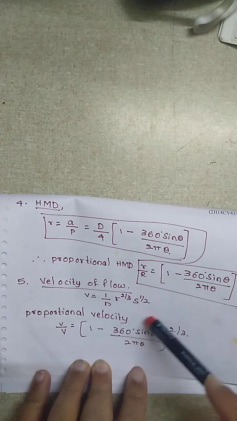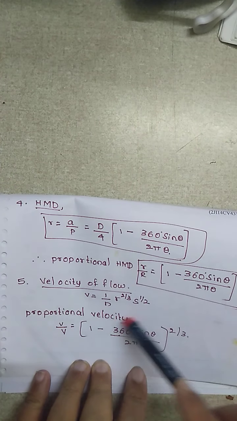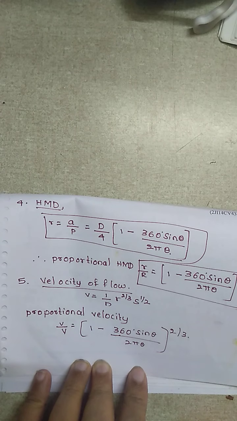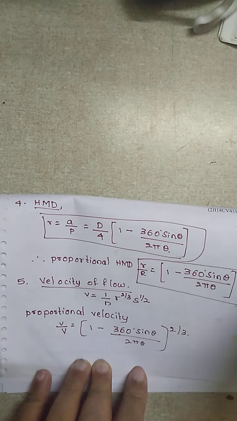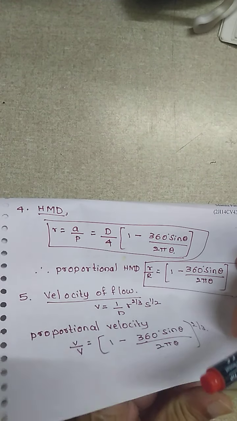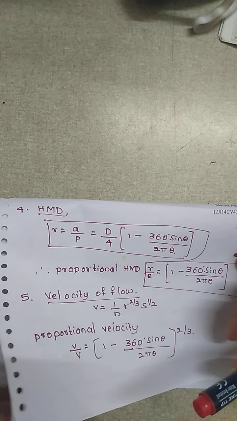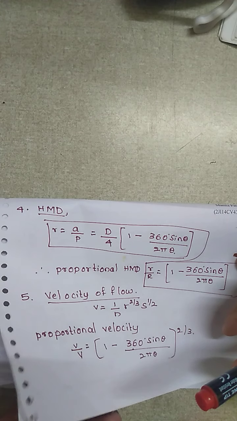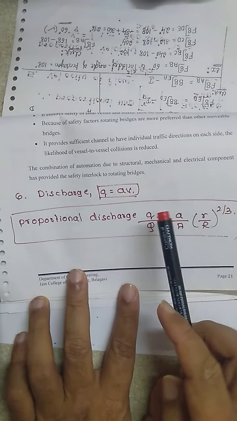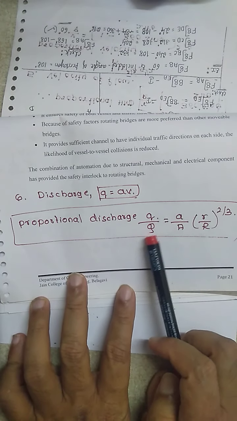Since we are using these smaller letters to represent partially full flow, the proportional velocity is small v by capital V is equal to 1 minus 360 sin theta divided by 2 pi theta, all raised to 2 by 3. Then again we have one more formula, that is discharge. For discharge, we will be using the formula Q is equal to AV, and then the proportional discharge.